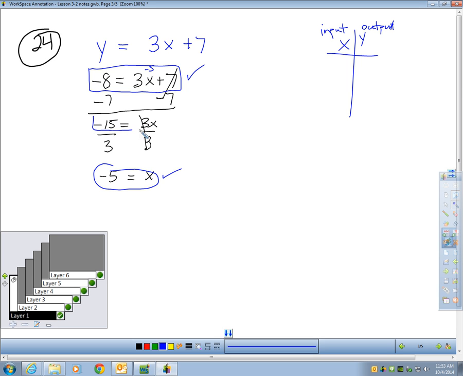Let's see if this is equivalent. Is 3 times negative 5 negative 15? Yes, it is. All my equations are equivalent because I did my work correctly.